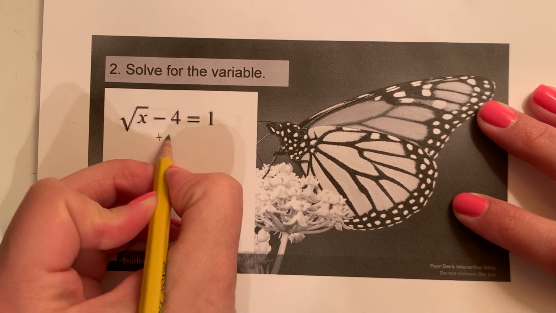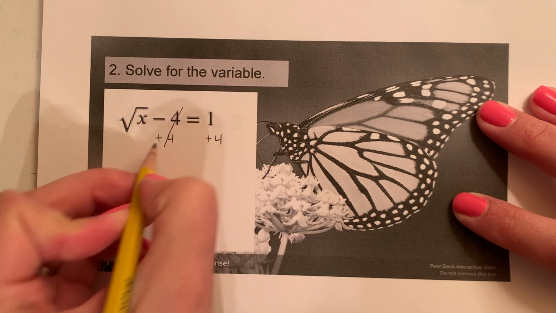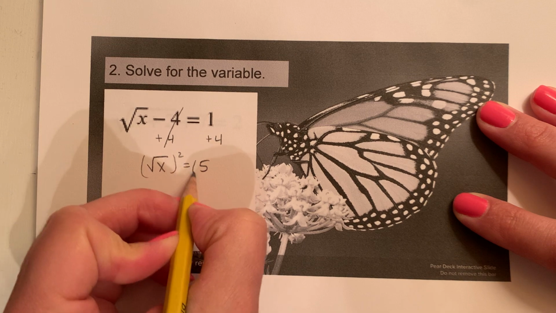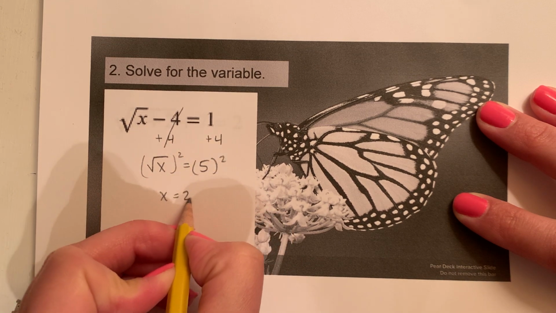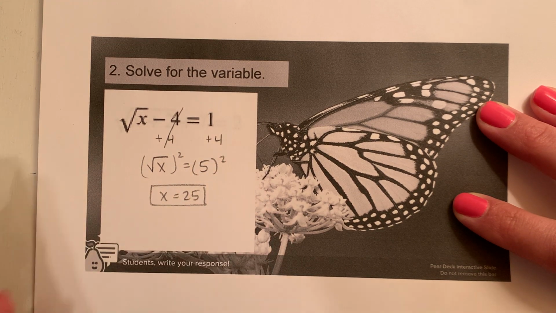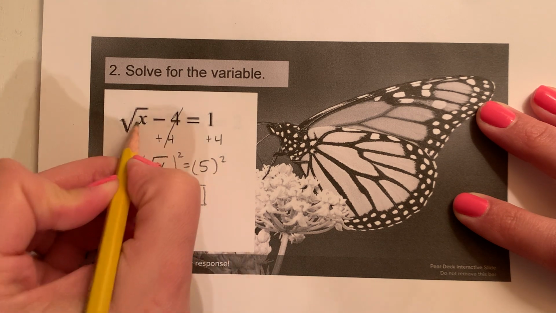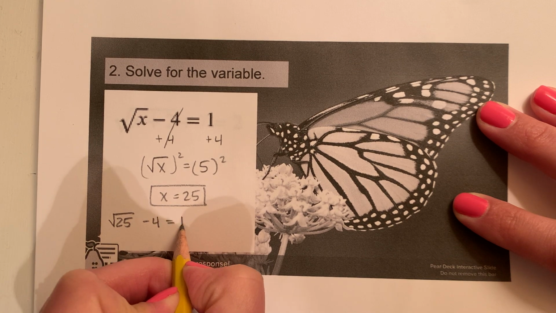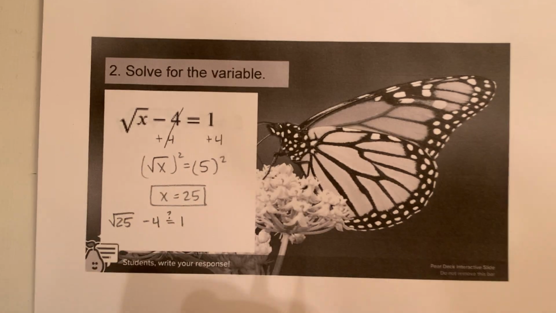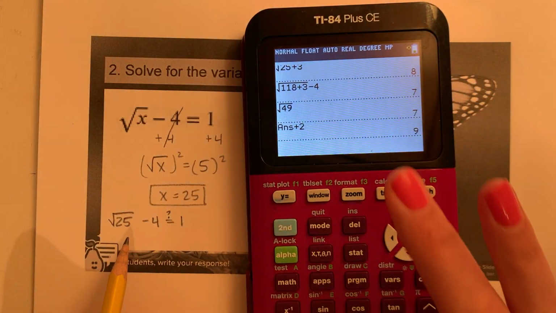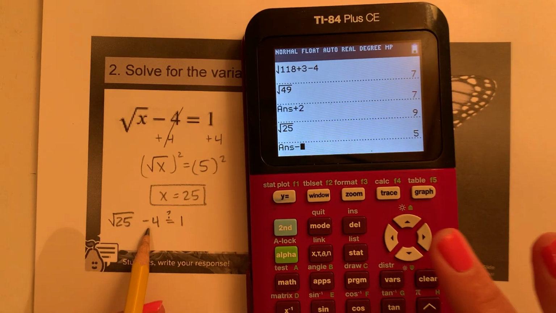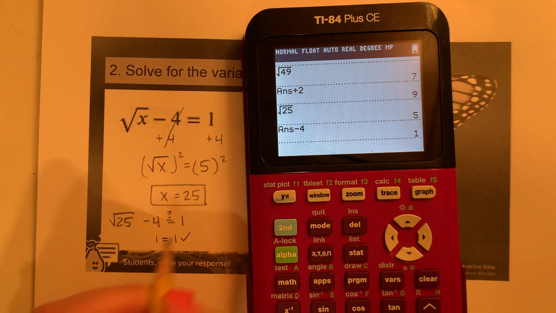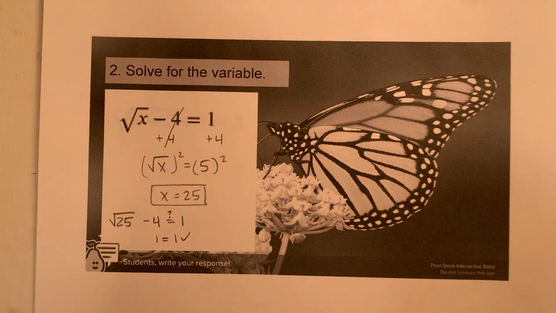Okay, let's see if you got this one right. So we're going to do plus 4. Those cancel. I've got square root of x equals 5. Now I square both sides, and we have x equals 25. I'm going to plug it back in, make sure it works. So 25 goes in for x. I have square root of 25, and then on the outside, minus 4. Does it equal 1? In my calculator, I do square root of 25. Feel free to press enter and then subtract 4, and you should get 1, which we do. So that double checks that I got it right.